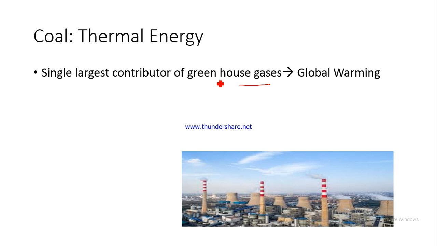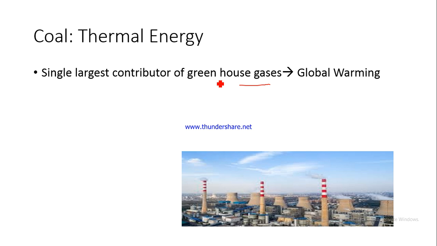So coal is a very, very polluting source of energy. And how do we harness the energy from the coal? What we do is basically we burn coal, and the heat energy that is produced is used to heat up water. Water gets converted to steam, and this steam is made use of to turn the wheels of the turbine.